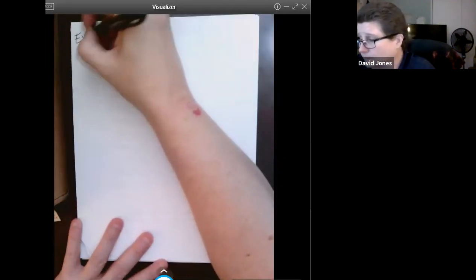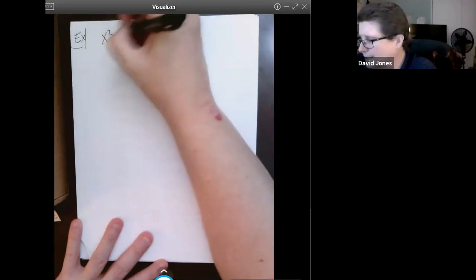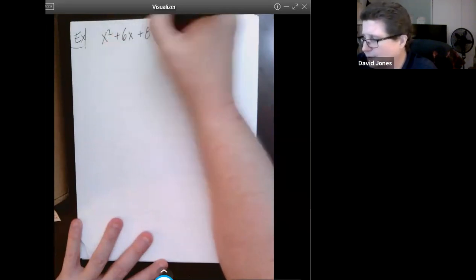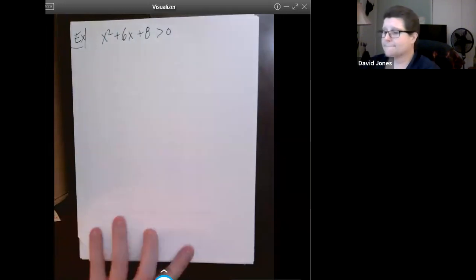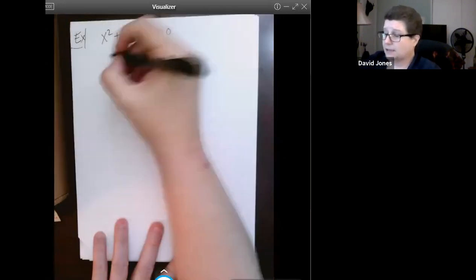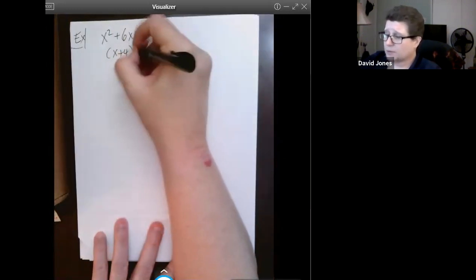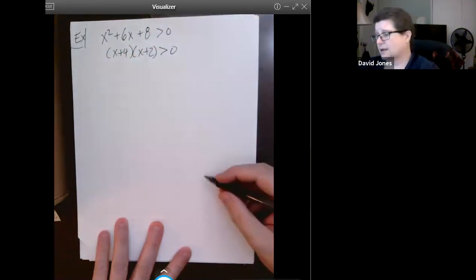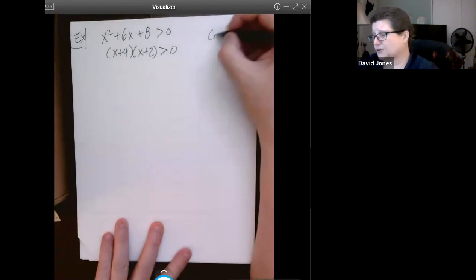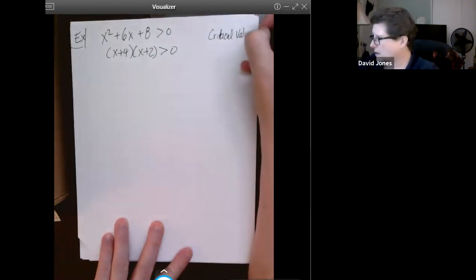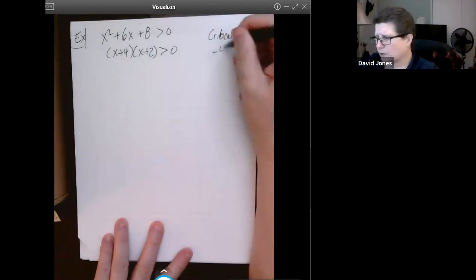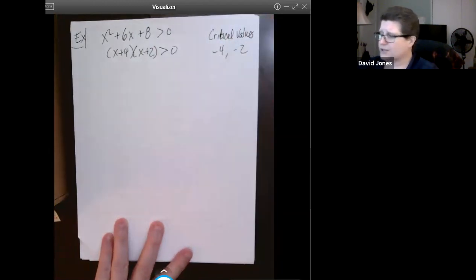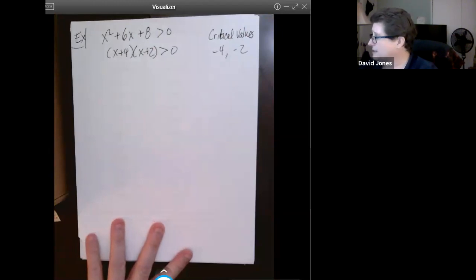Example. x squared plus 6x plus 8 is greater than 0. This factors to x plus 4 and x plus 2 is greater than 0. And so my critical values are going to be -4 and -2, if we set each of those parentheses equal to 0 and solve.